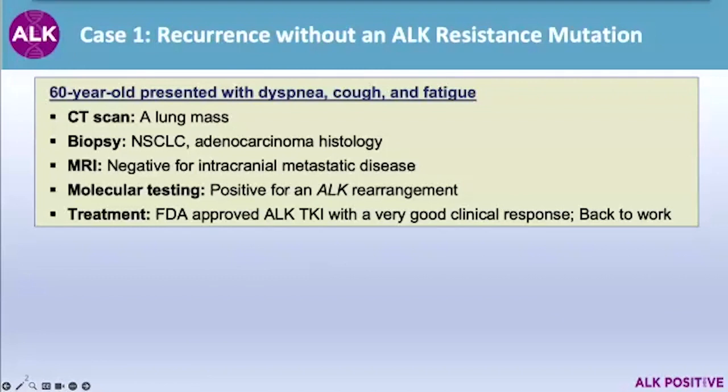They went in and their doctor did a CT scan and confirmed that the patient had a lung mass. As appropriate, it was biopsied and showed adenocarcinoma of the lung. MRI of the brain showed no brain mets. Important. Molecular testing by NGS, let's say, was positive for an ALK rearrangement. Their physician's done everything right, put them on an FDA-approved TKI. The patient did really well and was back to work.